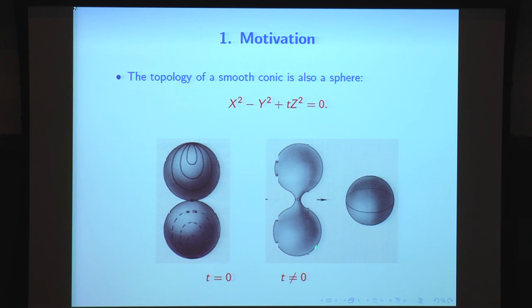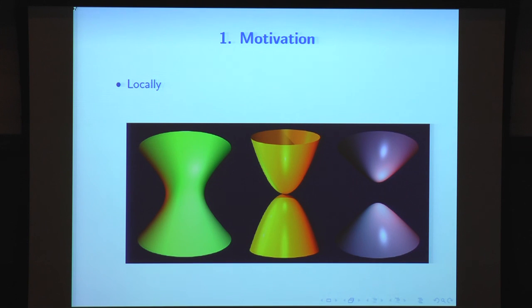Here is the topology of the end case. So this is topologically isomorphic to a sphere. So we know that for a smooth conic, the topology is also a sphere. This is the local deformation.